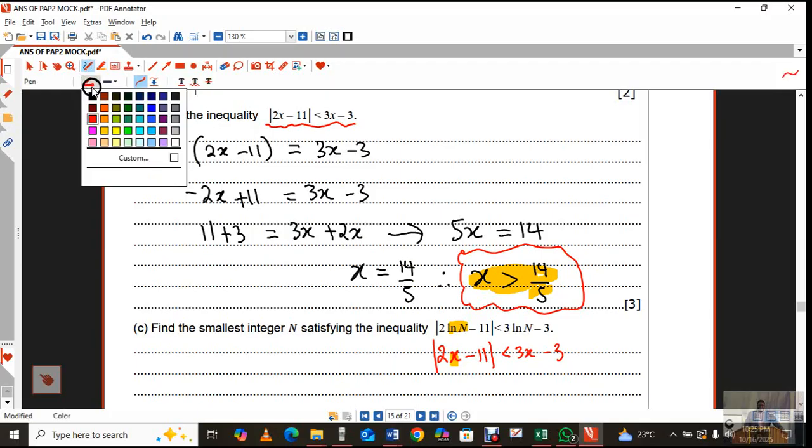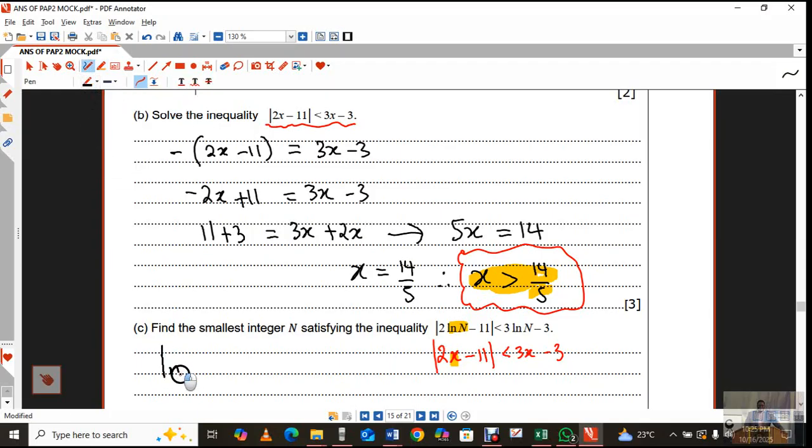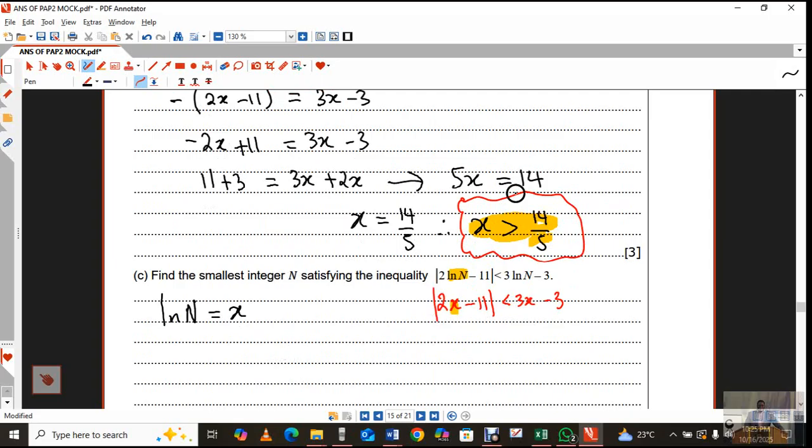The natural log of N, they can't have a small letter there, otherwise it would not make sense. Can you see that? Why they had to make that a capital letter? This is equal to x. What is our x? From here, from part B, we know that the natural log of N should be greater than 14 over 5 because the natural log of N is replacing x.